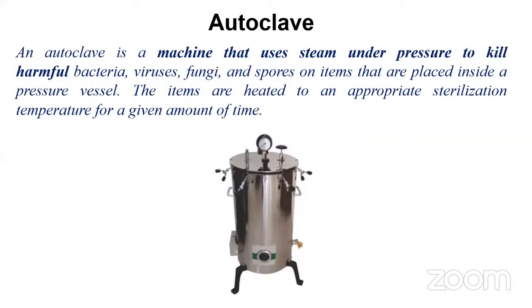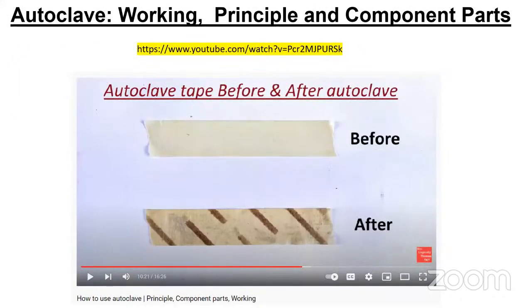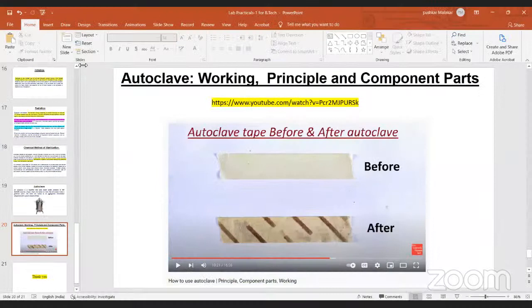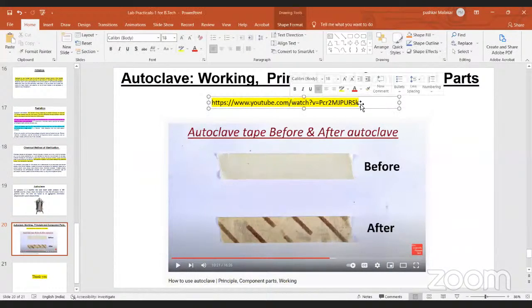Okay, so the basic requirement for any laboratory setup is sterilization, and the instrument commonly used for sterilization in the lab is the autoclave. The autoclave uses the principle of wet heat for sterilization. Today we will see how an autoclave is used for sterilization, the basic principle and the parts of an autoclave. So let's watch this video so that it will be much clearer how to use the autoclave.